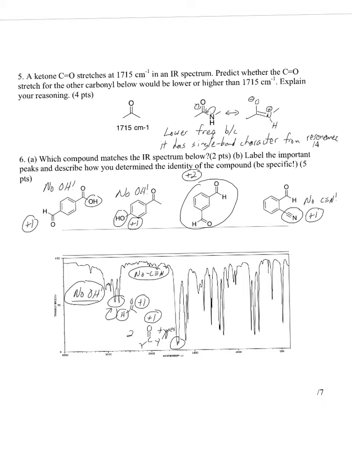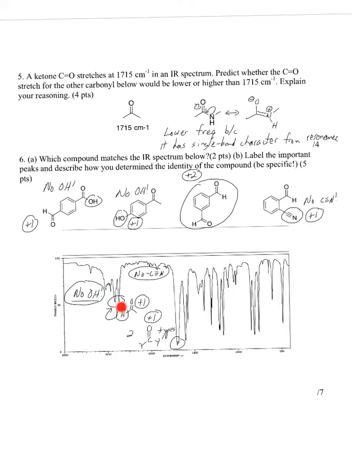This next one is which compound matches the IR spectrum below. Label important peaks and describe how you determine this. So I would go through this, maybe look for, these first two have OHs, right? A carboxylic acid OH and a regular alcohol OH. And if you look here, there's no real big OH in this region. So you can usually eliminate these two.